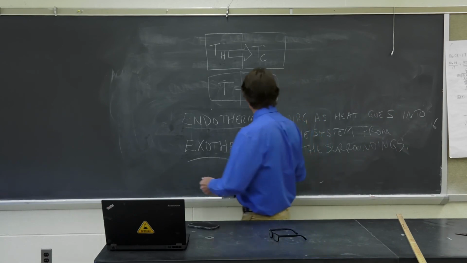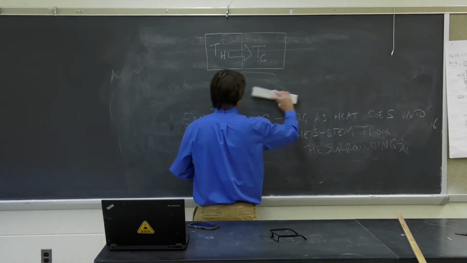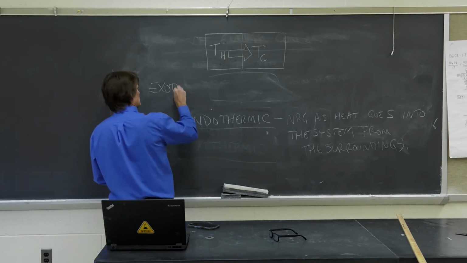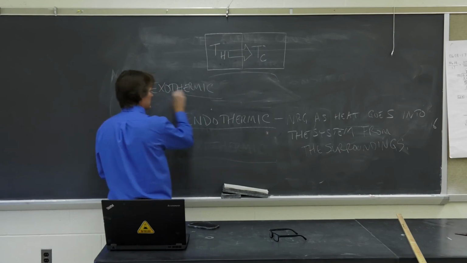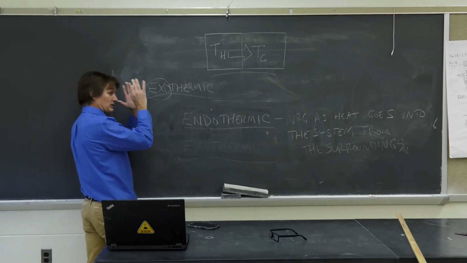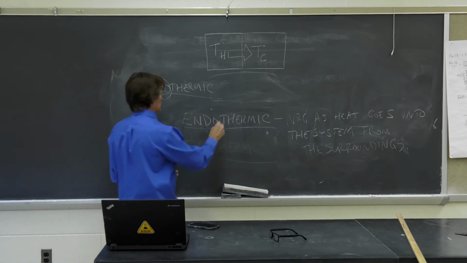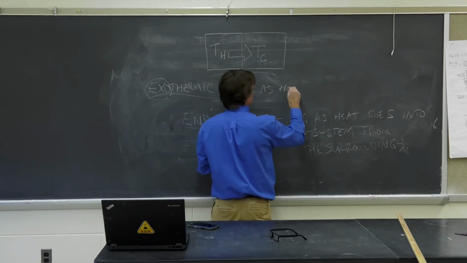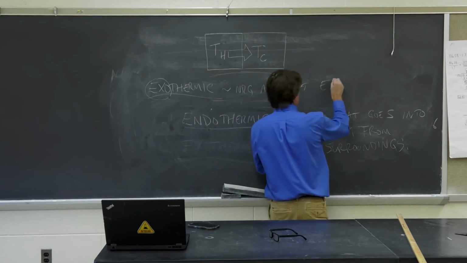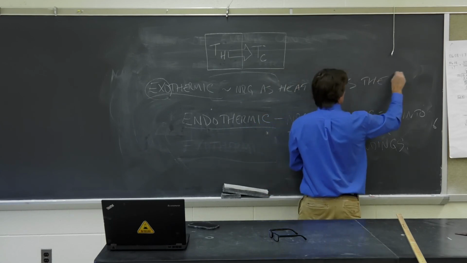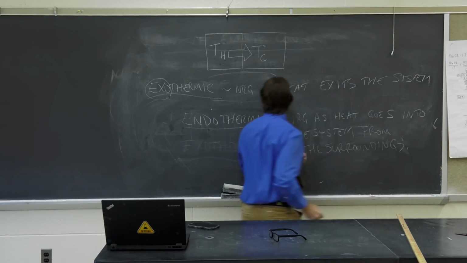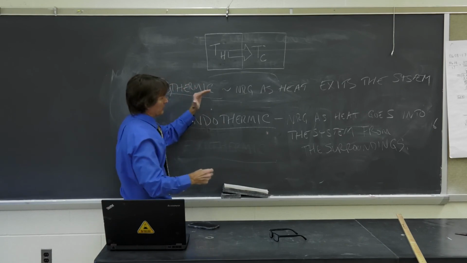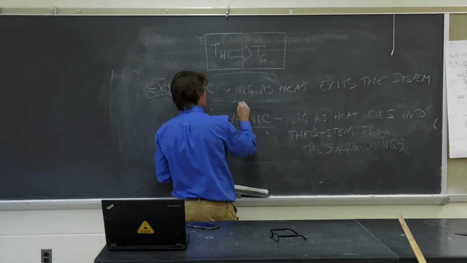And an exothermic change is going to be the opposite. Let me write that one up here. The opposite. So an exothermic change, the exo refers to the system. So in this case, energy as heat exits the system. Exo refers to the system. So exo, energy as heat exits the system and goes into the surroundings.